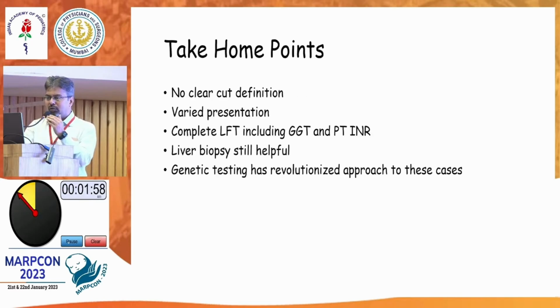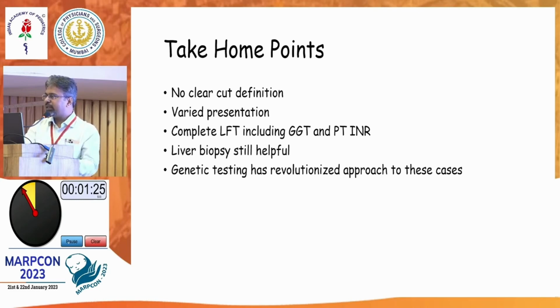So to summarize, for the infantile cholestasis syndrome, there is no clear-cut definition because the presentation is varied. Like the first child had cholestasis, the second child had itching as a predominant presentation, the third child had hepatosplenomegaly, the fourth child had an infantile cholestasis-like presentation but turned out to be a lipid profile disorder. I have not included the liver failure part because the liver failure part is really simple.